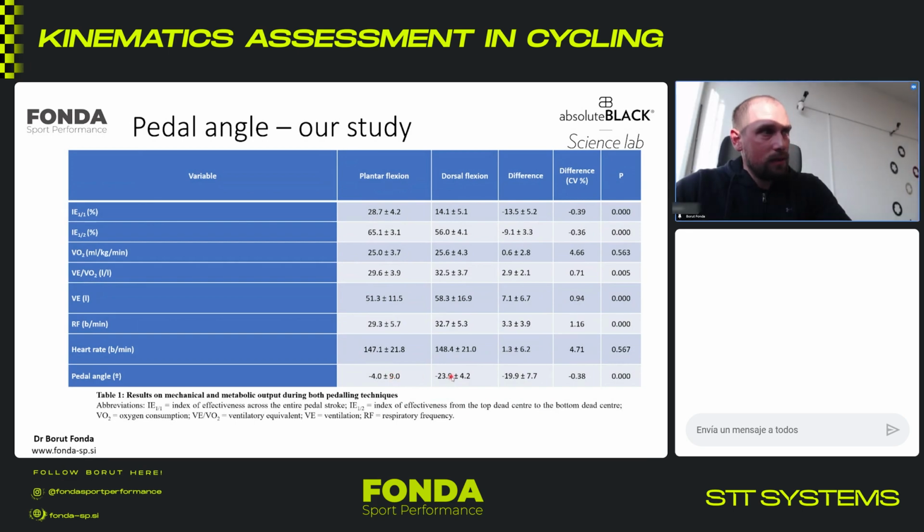Pedal angle was quite substantially different. So when we looked at the minimum pedal angle, this was almost horizontal, or 20% back heel drop. So how you could use kinematics: very simply, look at the planar, the sagittal plane, and try to prevent the heel drop.